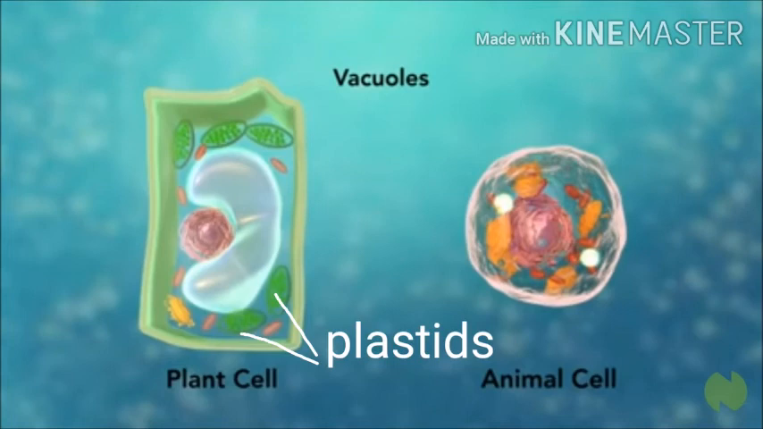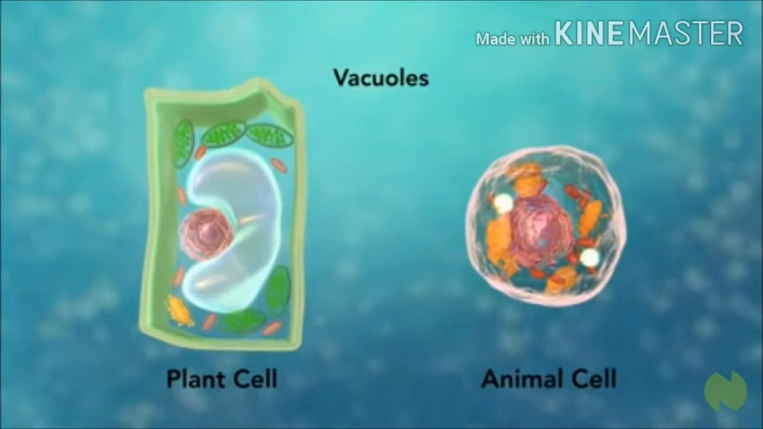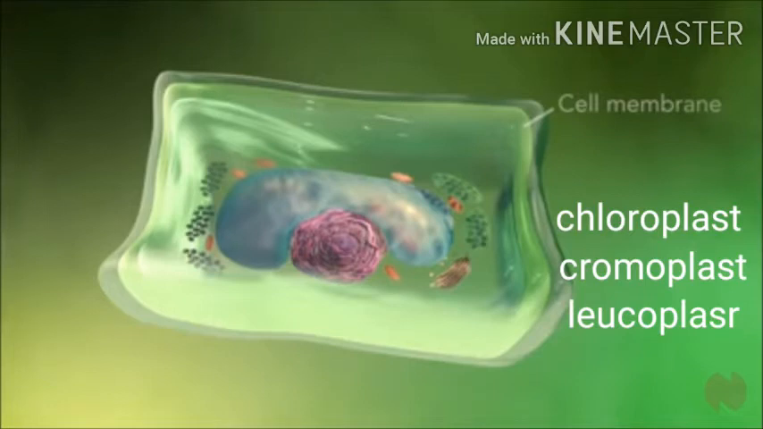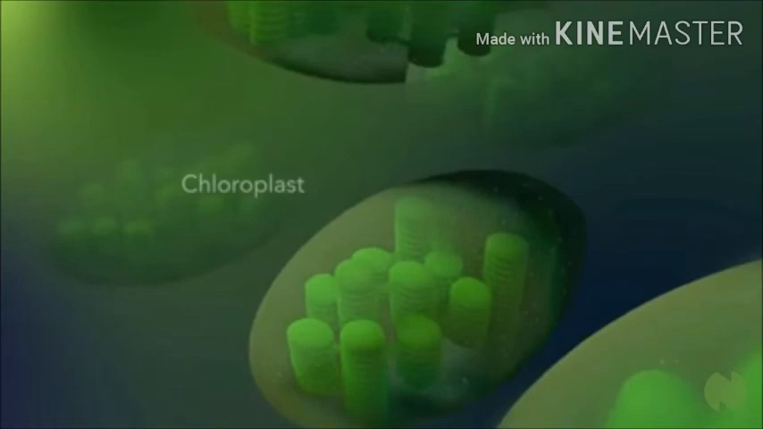Another important structure found in plant cells is plastid. It is a disc-like structure bound with a double membrane. They are of three types: chloroplast, chromoplast and leucoplast. They are absent in animals. Chloroplasts are green in color. They have chlorophyll in them, and chlorophyll is responsible for photosynthesis. They trap the sun's energy and prepare food for the plant. That is why it is called the kitchen of the cell.